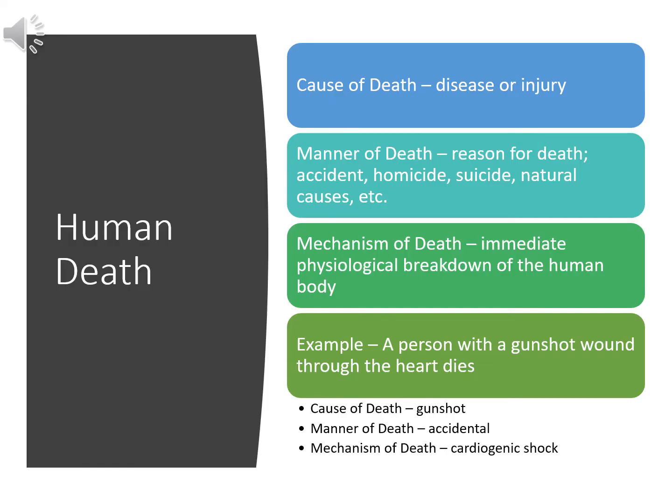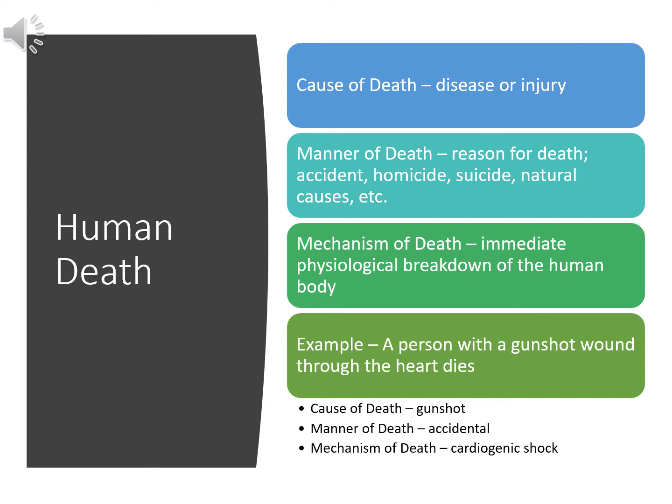So again, if we think about the responsibilities of the forensic pathologist, they determine the cause, manner, and mechanism of death. So when we talk about the cause of death, we're typically talking about either a disease or an injury that resulted in the death of that individual. The manner of death talks about the reason for that death. So was it an accidental death? Was it a homicide? Was it a suicide? Was it just natural causes, right? Disease that caused death is a natural cause, and so on.